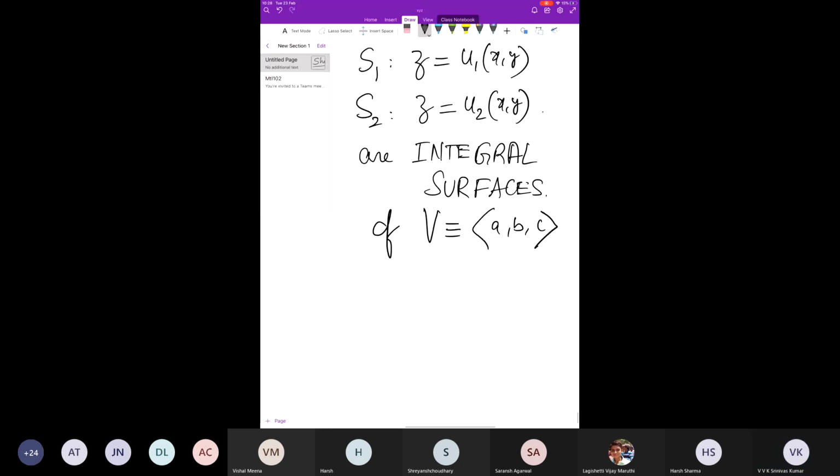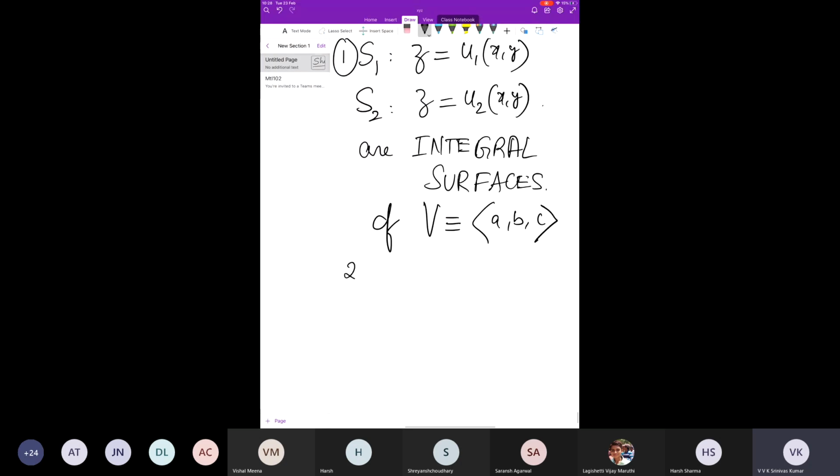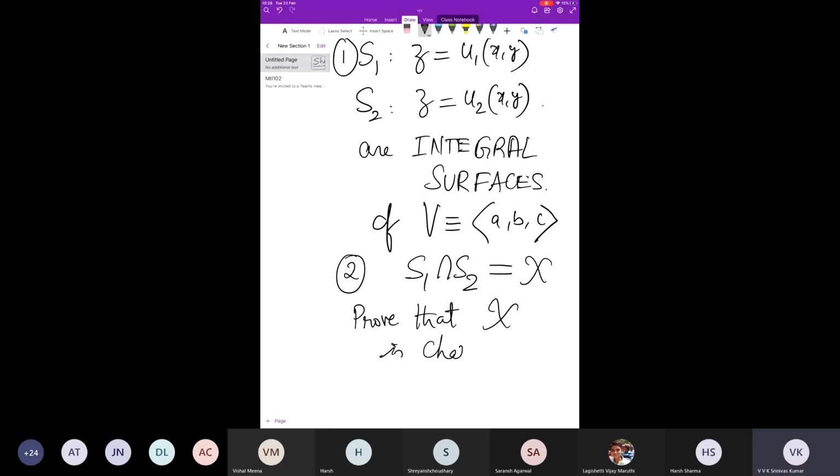Okay, and they intersect in a curve. First thing given to us is this one. Second is S1 intersection S2, two surfaces. The intersection is always a curve, and let us call that curve chi. Now prove that chi is characteristic.